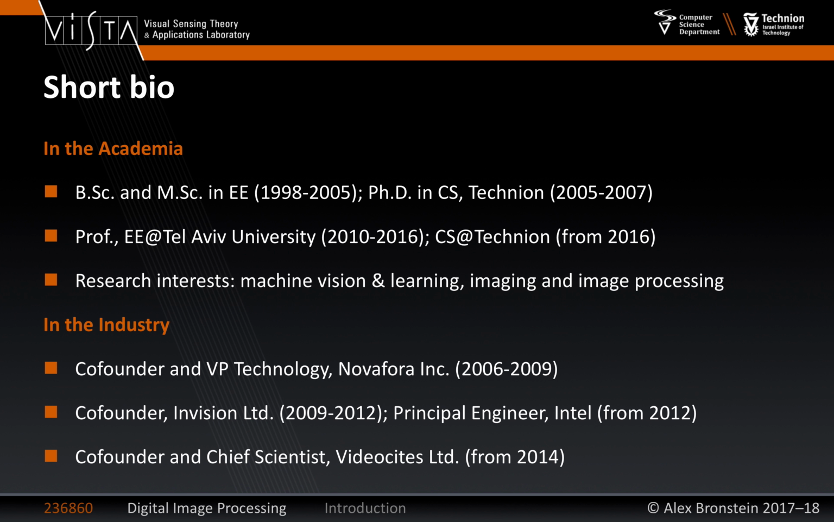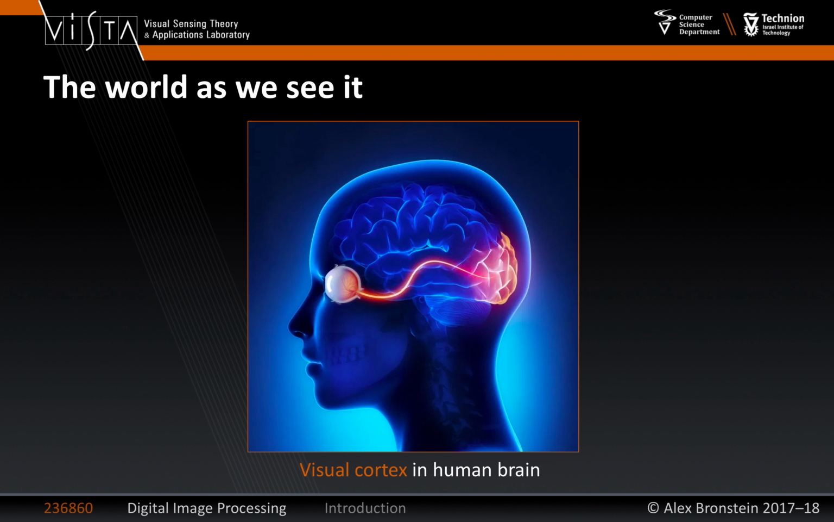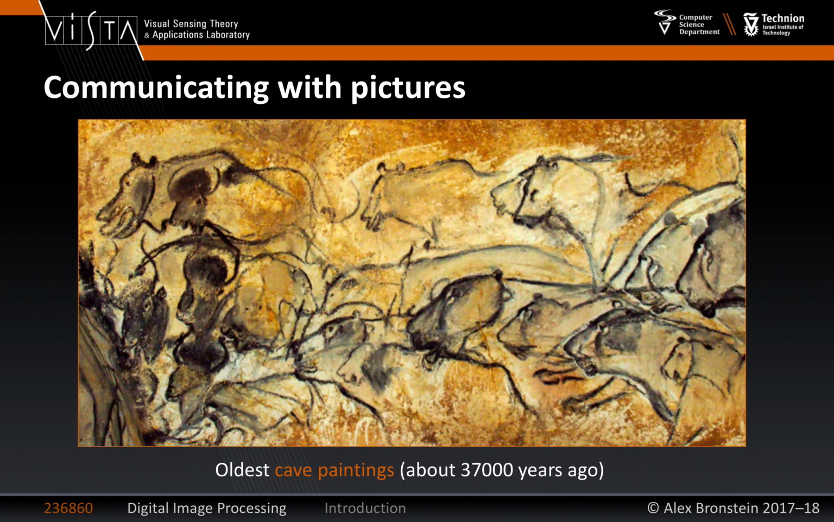Why shall we care about image processing, and why is it even more relevant today than it was, let's say, a decade ago? So first of all, basically all primates, Homo sapiens included, see the world mostly as visual sensory input. We have quite a big portion of our brain cortex dedicated to processing visual information, and therefore we see images. And from the dawn of human civilization, we tried to communicate with images.